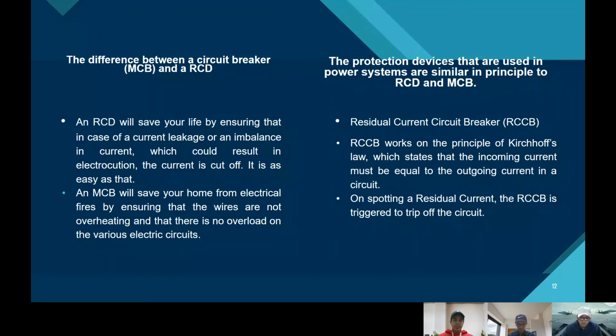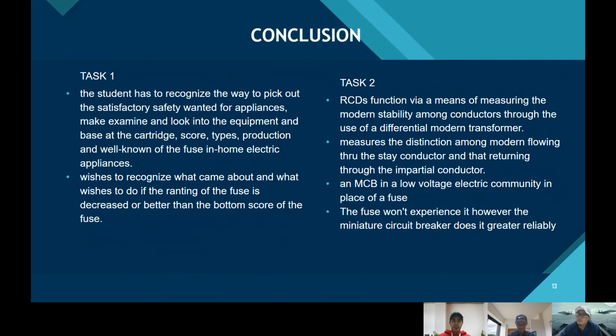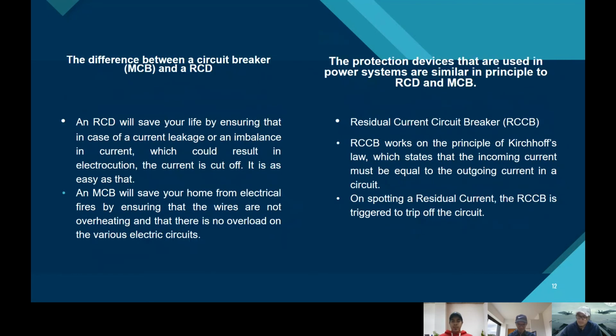Okay, the difference between a circuit breaker MCB and an RCD. So RCD will save our life by ensuring that in case of a current leakage or an imbalance in current, which could result in electrocution, the current is cut off. It is as easy as that. Next, the MCB. MCB will save our home from electrical fires by ensuring that the wires are not overheating and that there is no overload on the various electric circuits.